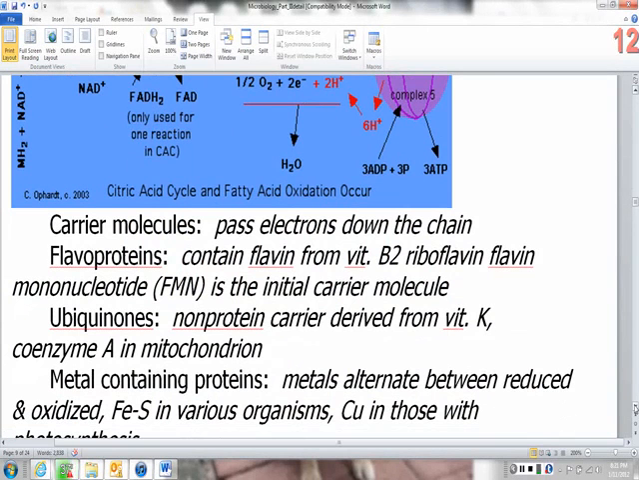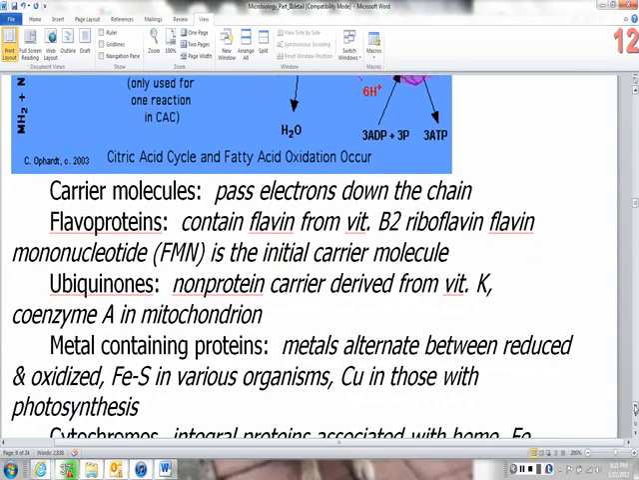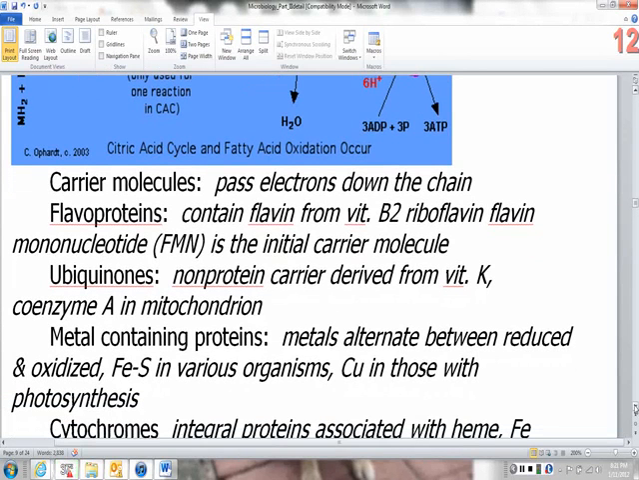Because NADH passes electrons farther, generating more protons than FADH2, the NADH will result in 3 ATP, while FADH2 only results in 2 ATP. There are also metal-containing proteins, where the metals can alternate between reduced and oxidized states. Iron sulfide is used in various organisms, but copper is used in those with photosynthesis.